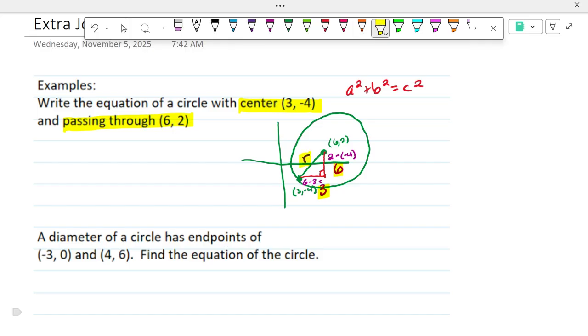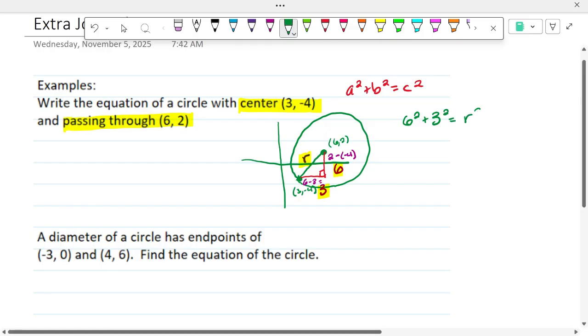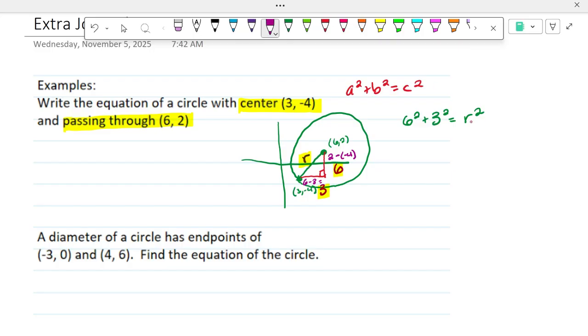Your radius is going to be represented by which part of the Pythagorean theorem? C squared. So if I put in the Pythagorean theorem, this would be 6 squared plus 3 squared is equal to r squared. All I did was take the two sides that I found and put them into the Pythagorean theorem. You could leave c squared if you want. I just want to put r squared so you know that it's the radius.